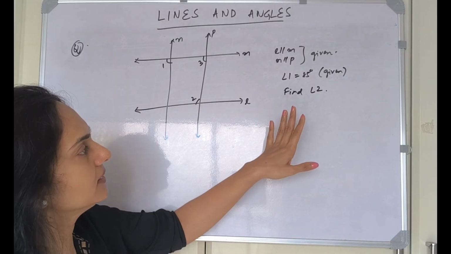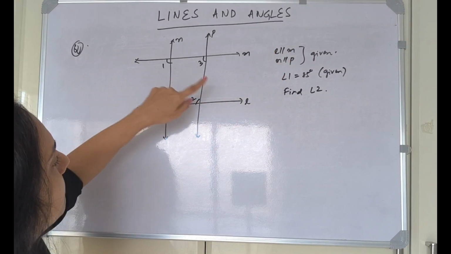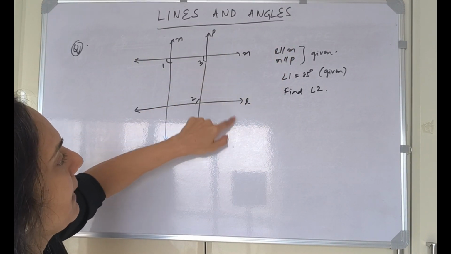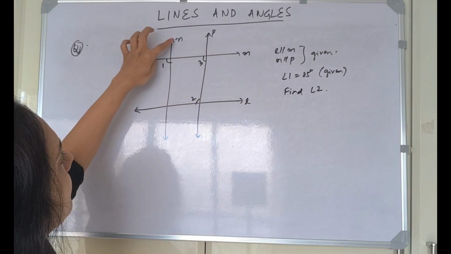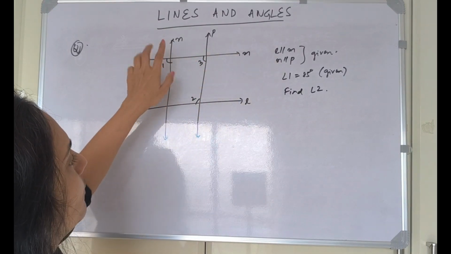So let's take this question. In this question, they have given us N is parallel to M. This is L, this is M. These two lines are parallel. N is parallel to L. N is parallel to P. So line N and line P are also parallel to each other.